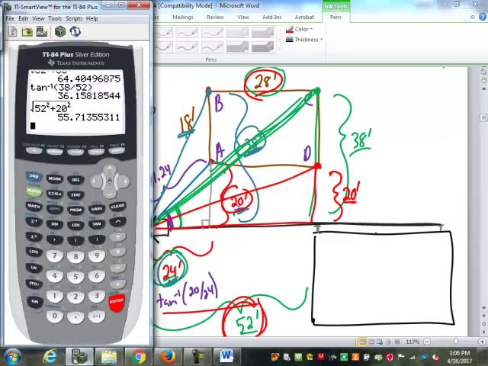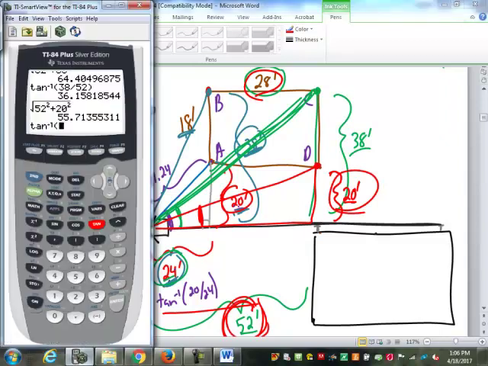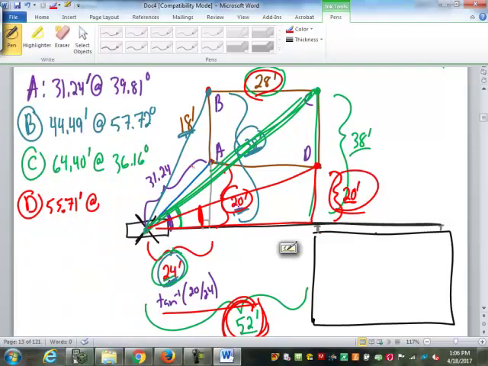Inverse tangent of what? From this angle, what's the opposite side? 20 over the 52, right? Yeah, a lot of stuff laid over the top of each other. 21.04 degrees. So again, you set the theodolite at 21.04 and you measure out the 55.71 feet. And you've located those corners exactly. Does that make sense?